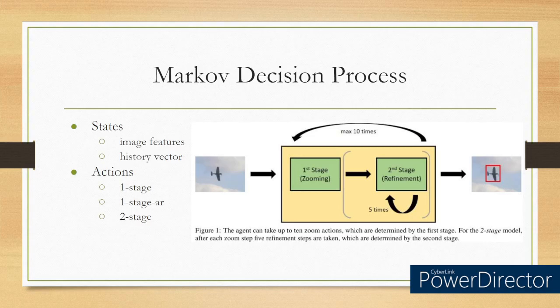The one-stage AR model extends the one-stage model by adding 2 zoom actions that allow changing the aspect ratio of the bounding box. The bounding box can be compressed either in width or in height while holding the position of its center fixed. The two-stage model adds a second stage to the one-stage model. It performs 5 consecutive refinement steps after each zoom action.